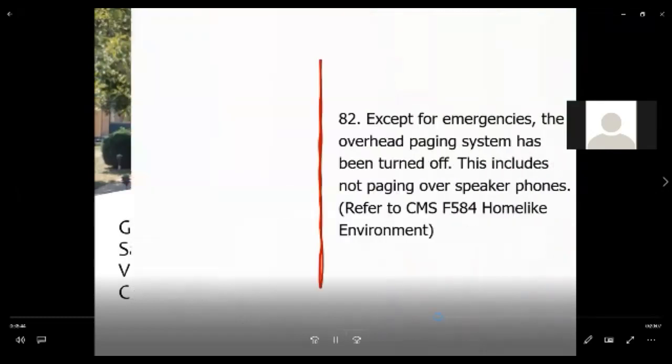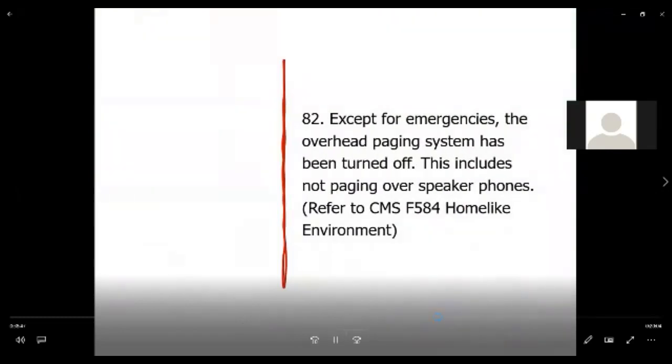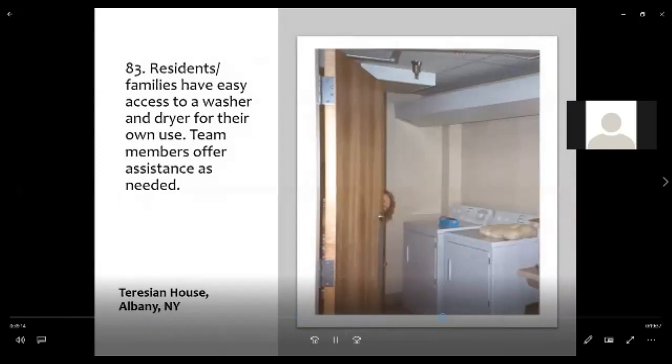And that's kind of the idea. All right, then we're at 82: except for emergencies, the overhead paging system has been turned off. So again, not using overhead paging, except maybe for emergencies. And we included not making announcements over the phones, which have the speaker capability. It might be tempting to switch, or maybe wean yourself off, which is fine. But again, the idea is not all these audible announcements.